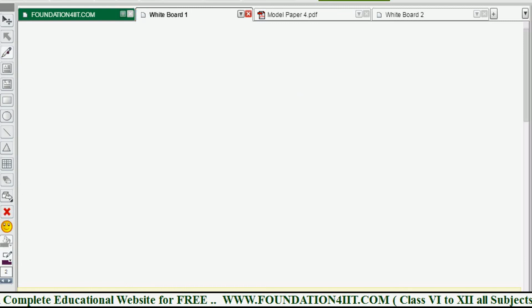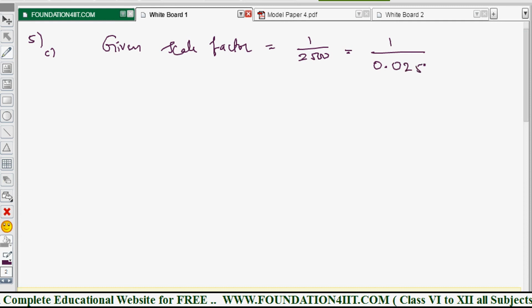So according to the problem, scale is given. Always you should write the given scale factor, that is equal to 1:2500. That means 1 by 2500 we can write. Write it in simplest or decimal form. Then 0.025 into 10 to the power 5. We should take it as 10 to the power 5 because converting 1 kilometer to centimeters is easy like this.